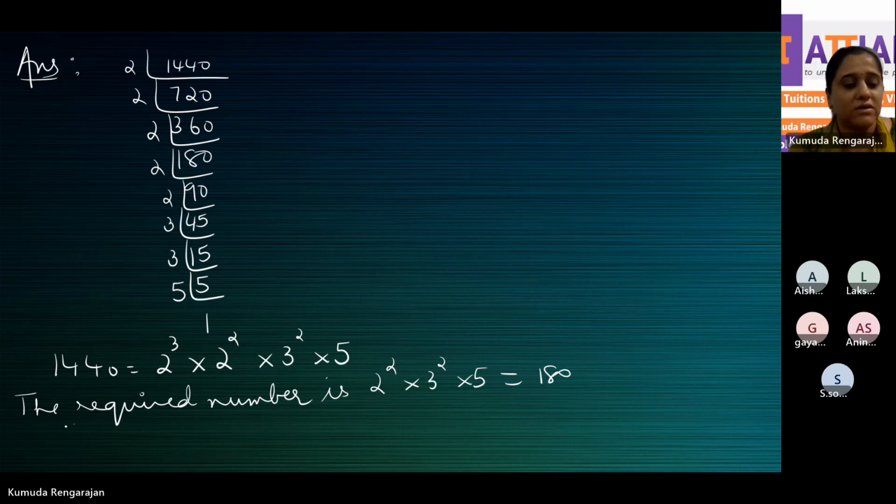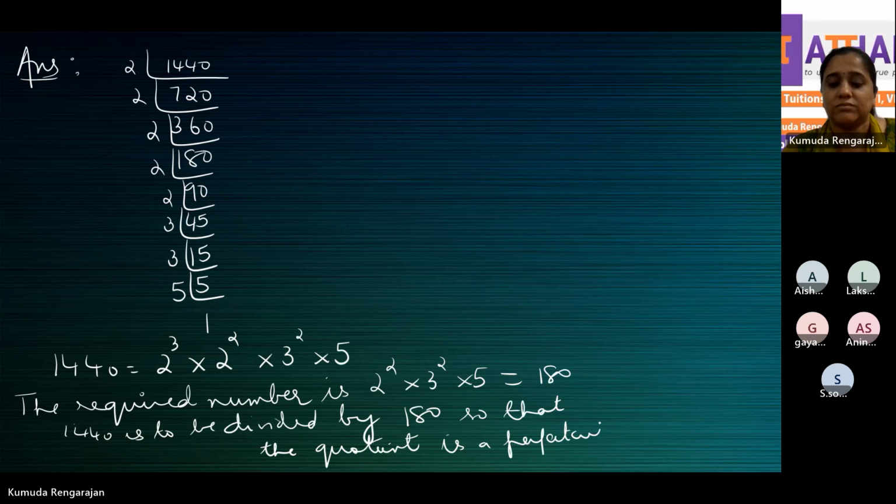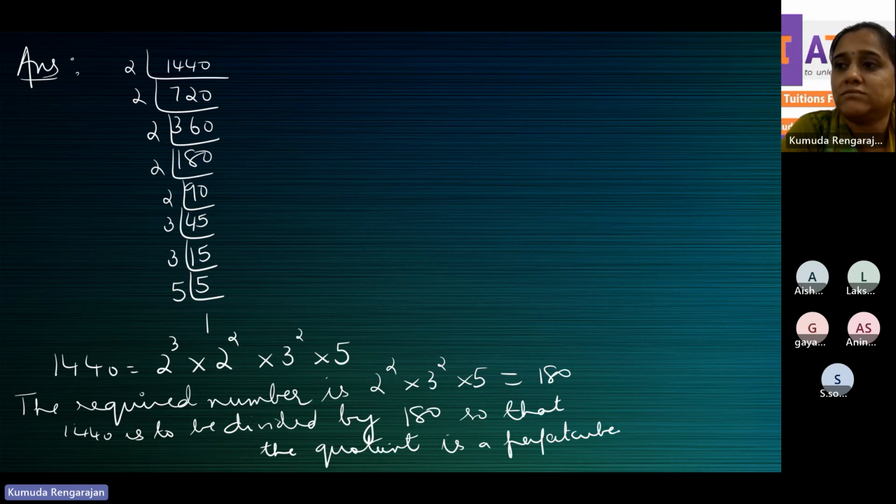1,440 is to be divided by 180 so that the quotient is a perfect cube. The quotient is a perfect cube. Presentation is very important. You need to have all these in your book. Do you have it, Saraswati? Please write down.